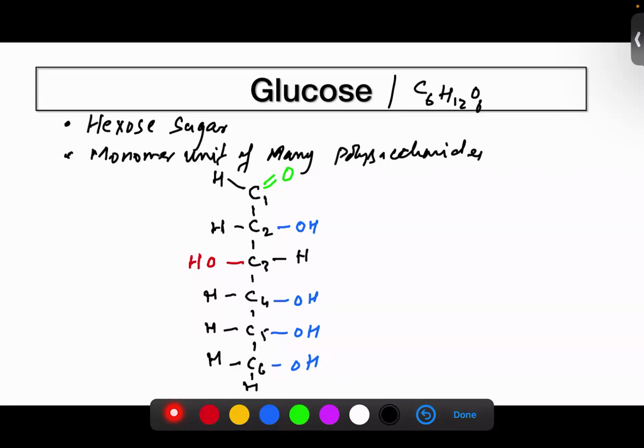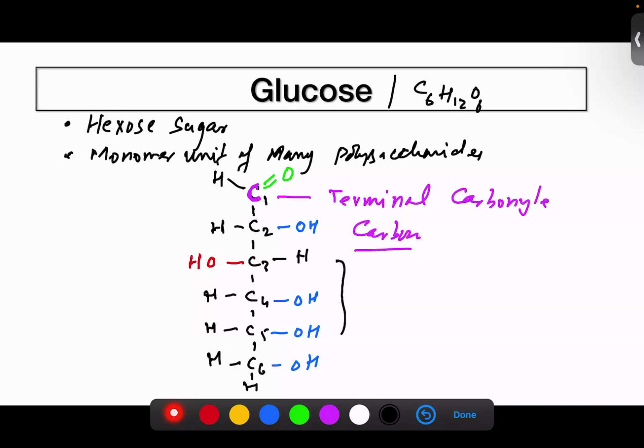Okay, so this carbon number 1 is known as the terminal carbonyl carbon. And such carbohydrates which have a terminal carbonyl carbon are known as aldoses or aldo sugars. So glucose is an aldo sugar or an aldose. Okay, so this is the straight chain formula.